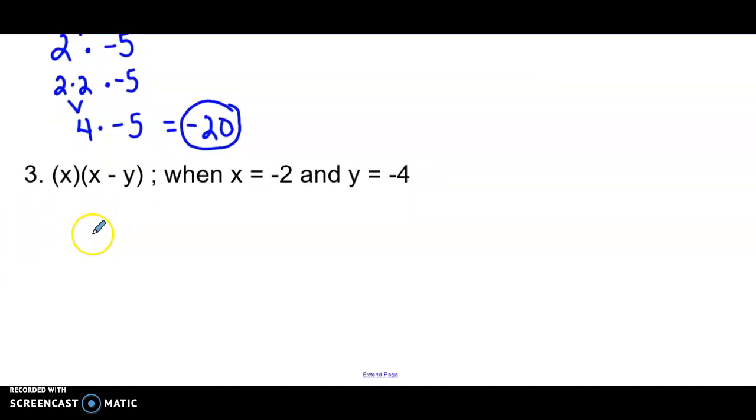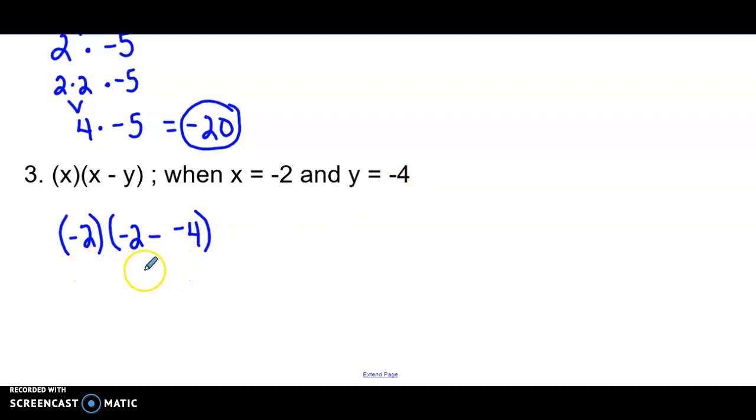All right, one more example. We have x times x minus y, when x equals -2 and y equals -4. So let's go ahead and substitute those numbers in for each variable. So instead of an x, I'm going to write -2 times, instead of an x, I'm going to write -2 again, minus y. My y is -4. So I keep this minus sign, and then I have to keep the negative sign with the 4. So we have minus -4.